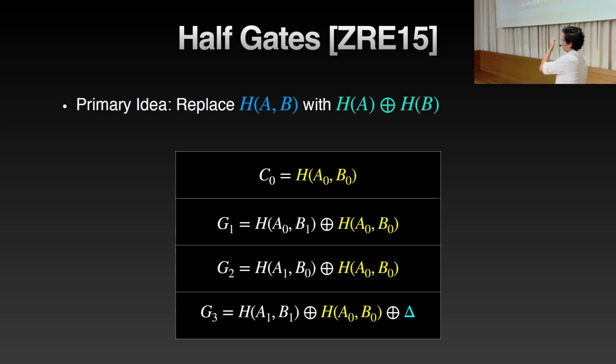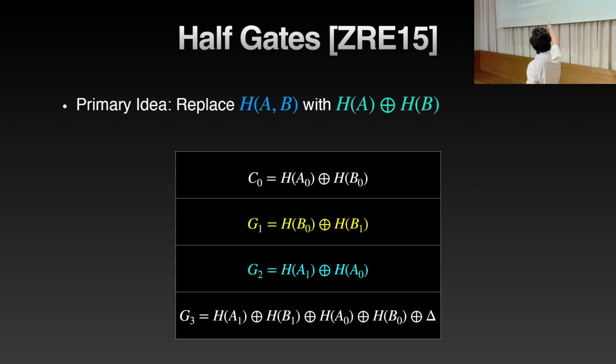The main idea of an interpretation of the half-gates optimization can be seen as this idea of replacing h of a comma b with h of a XOR h of b. As you can see, this sort of cancels out a few values here, and what you have is this G1 and G2 that you need to send. And an interesting observation here is that the last column, G3, is just the sum of the second and the third column with this additional delta.